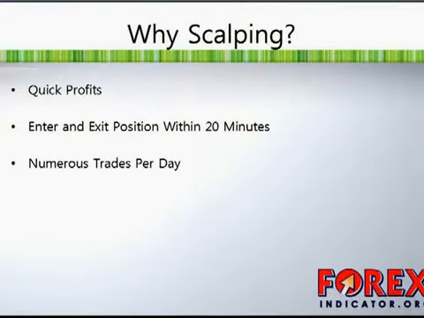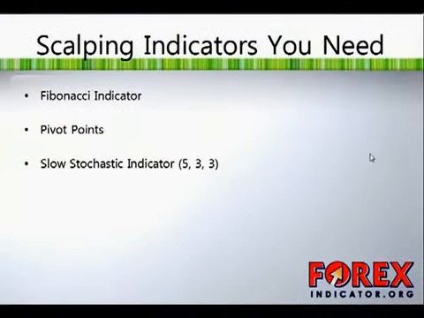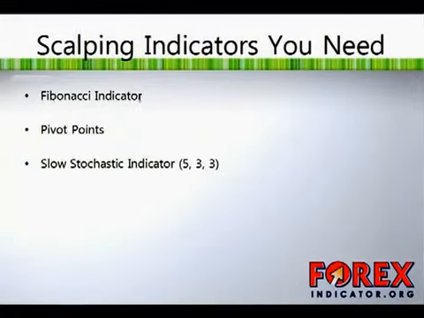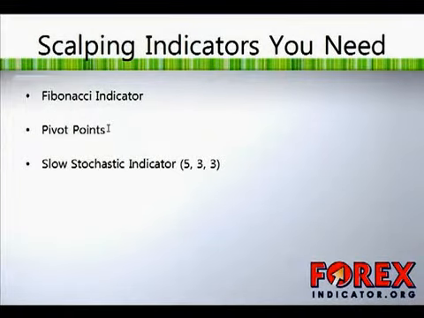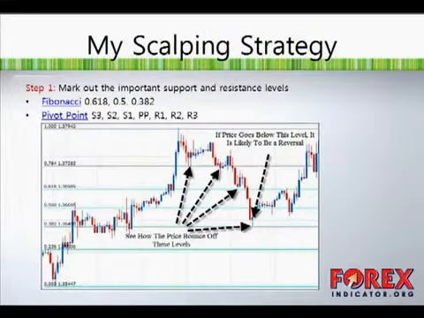In order to execute this scalping strategy, it requires the help of 3 indicators. First, you need the Fibonacci indicator, you need the pivot point indicator, as well as the slow stochastic indicator with a setting of 5, 3, 3. So let's go through the steps to getting this done. Step 1 is to mark out the important support and resistance levels.